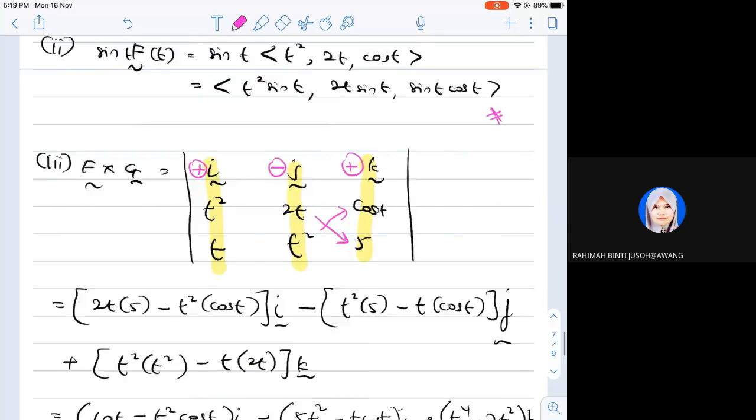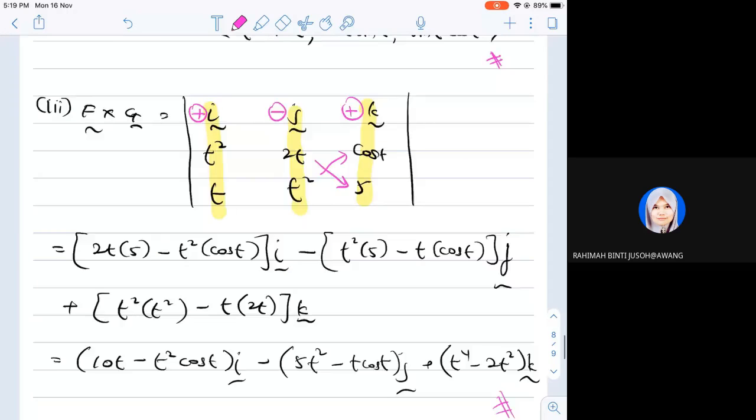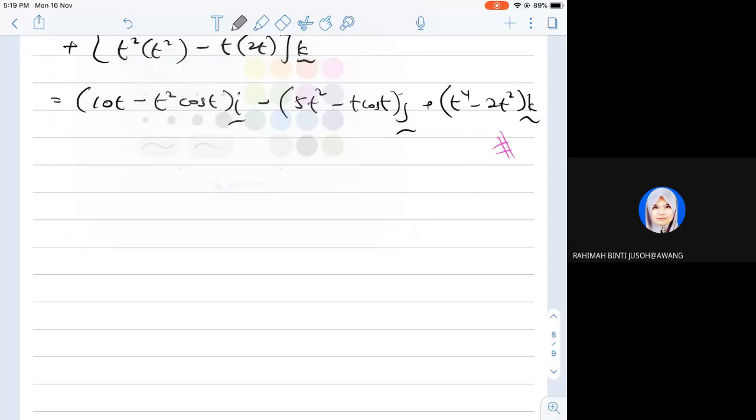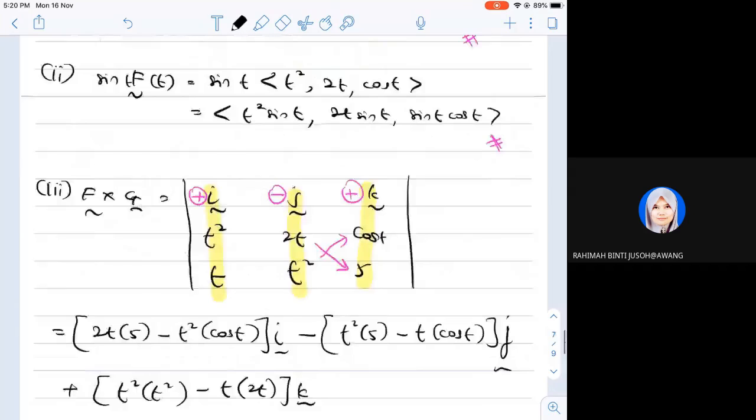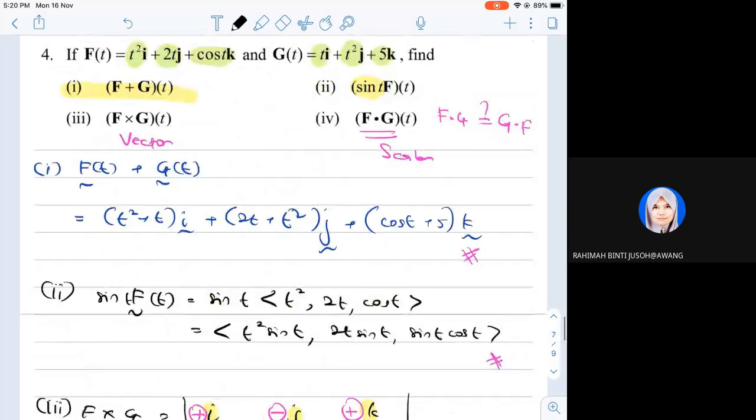So next we do the dot product. The dot product is the easiest. So question number 4. We have f dot g. What was the function f earlier? f(t) equals t squared, 2t, and cos t, right? And then g(t), we have t squared, 5.